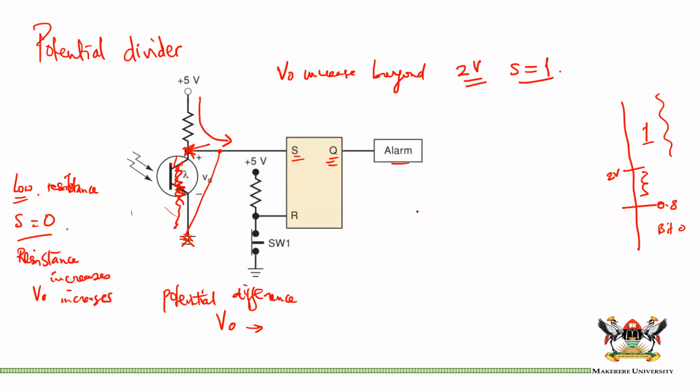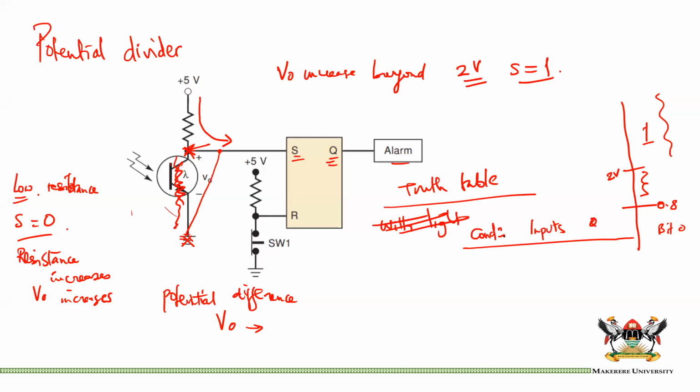So what are our inputs, basically? The truth table. So our truth table could have columns for condition, inputs, and Q. Low resistance, which means with light.